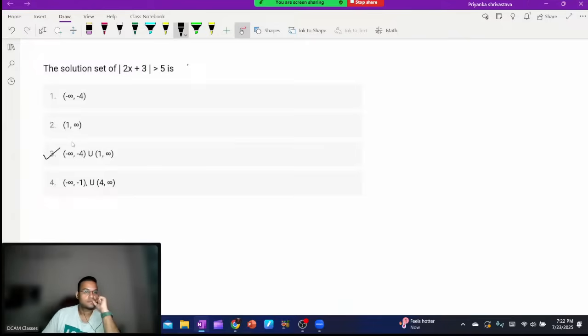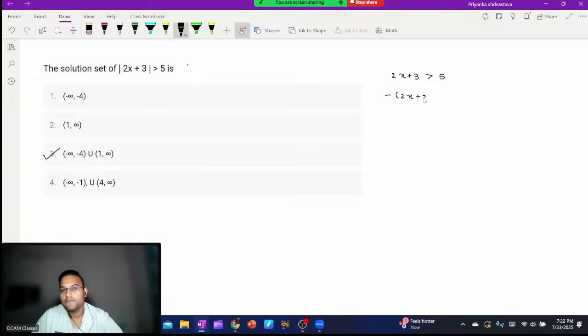Yes, na? You have to take 2 cases. One case is 2x plus 3 is greater than 5, taking it as positive. The other case will be minus of 2x plus 3 is greater than 5. If you remove minus, it will be 2x plus 3 less than minus 5. When you're multiplying minus on both sides, always remember this inequality changes. So these are the two cases. Solve the inequalities accordingly and then find the answer.